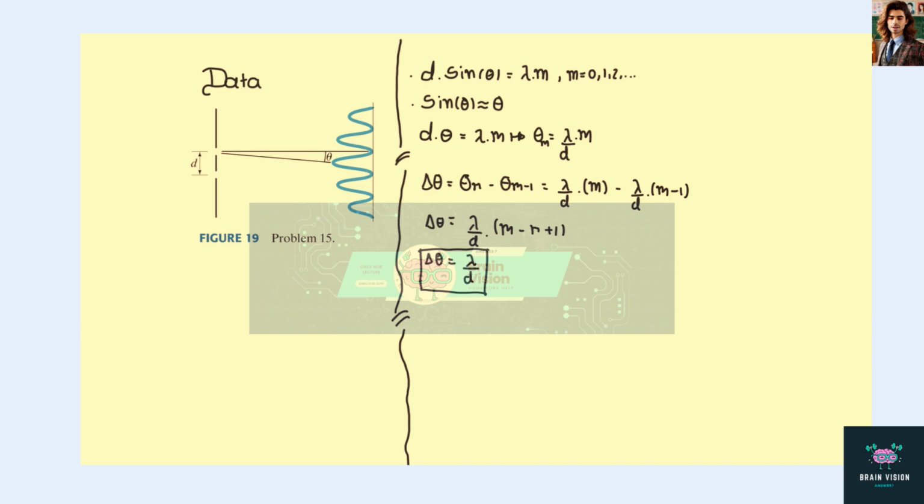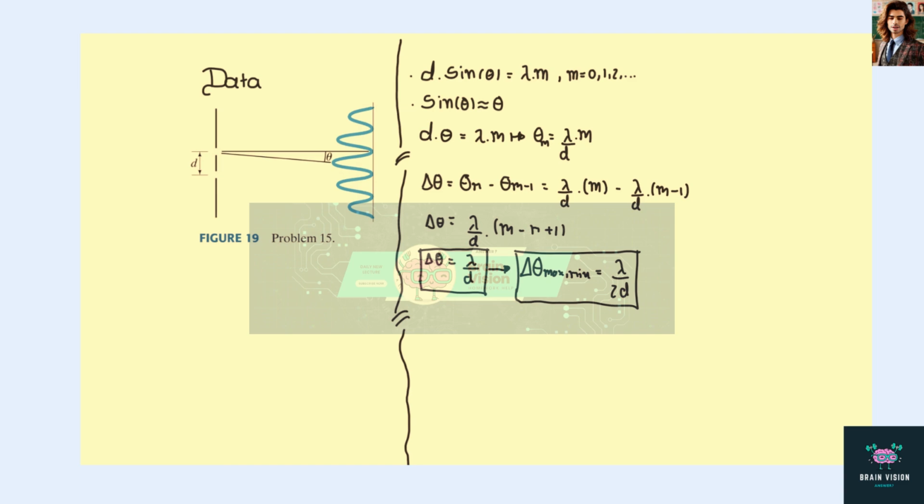Then, note that the minimums happen a half step between the two maximums. Therefore, the angular separation that we are looking for, let's call it delta theta max-min, the angular separation between a maximum and a neighboring minimum, is equal to half the angular separation of a maximum and its neighboring maximum. Therefore, it is equal to lambda divided by 2 times d, as the hint asked us to prove.